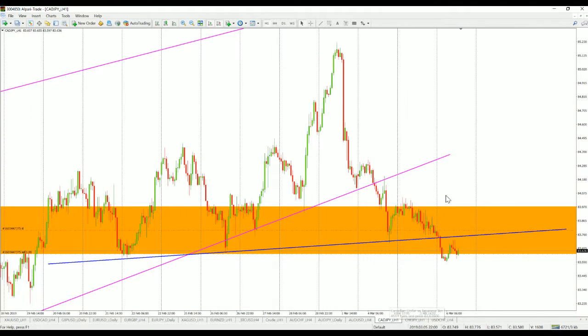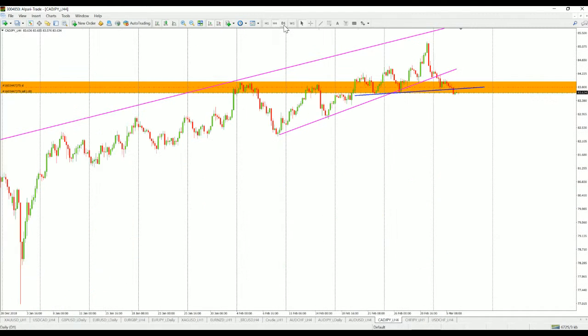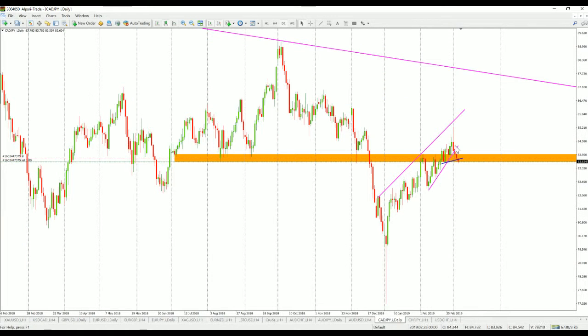Now Canadian dollar to Japanese yen, where I do have a position here more or less at break even right now. Why I opened this trade is because of the fact that we had a downswing correction and now we are breaking the support of this correction and we are coming back below the support.